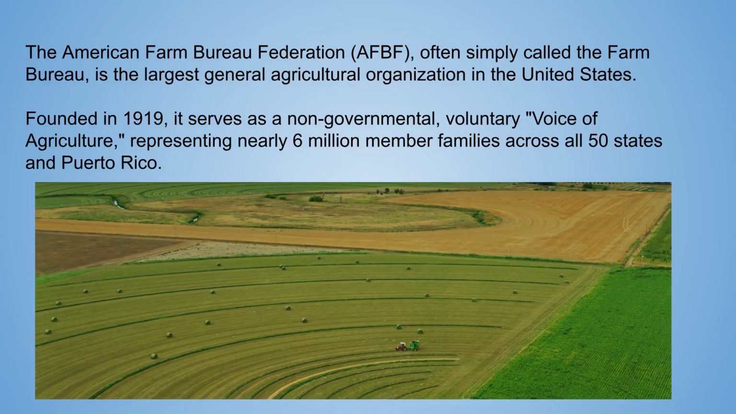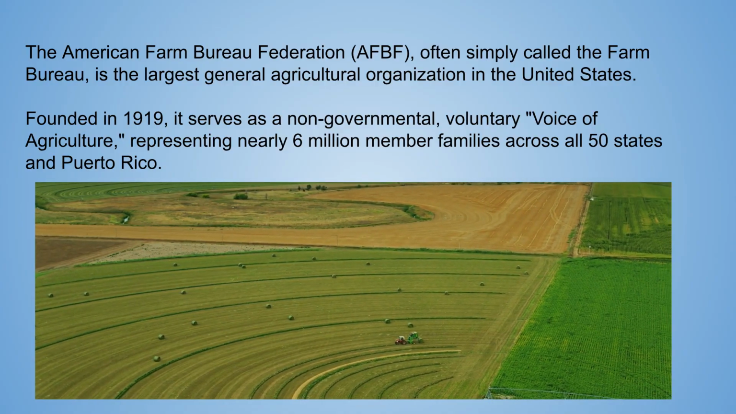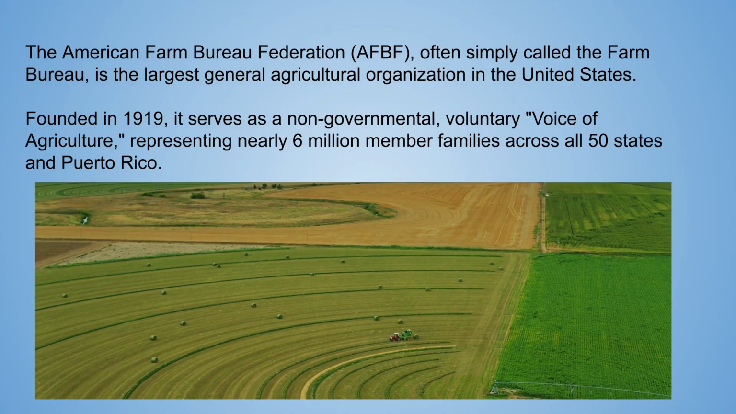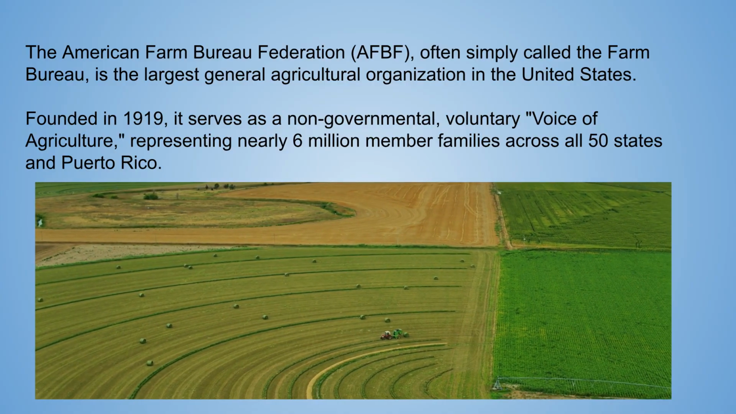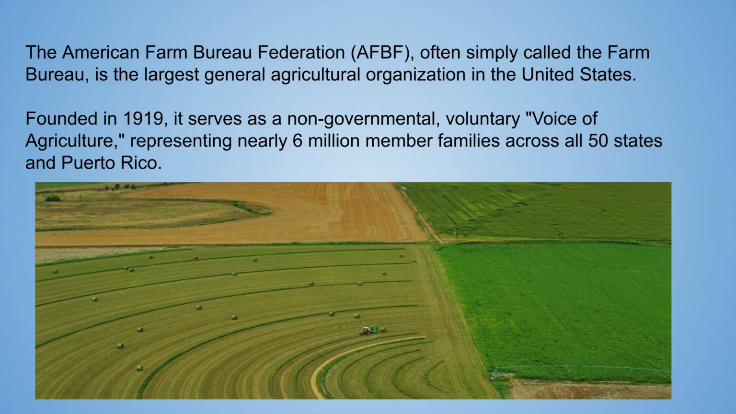Key roles and functions: advocacy and lobbying. The AFBF is a powerful lobbying group in Washington, D.C. and state capitals. It influences legislation on farm bills, trade agreements, environmental regulations, and labor policies.